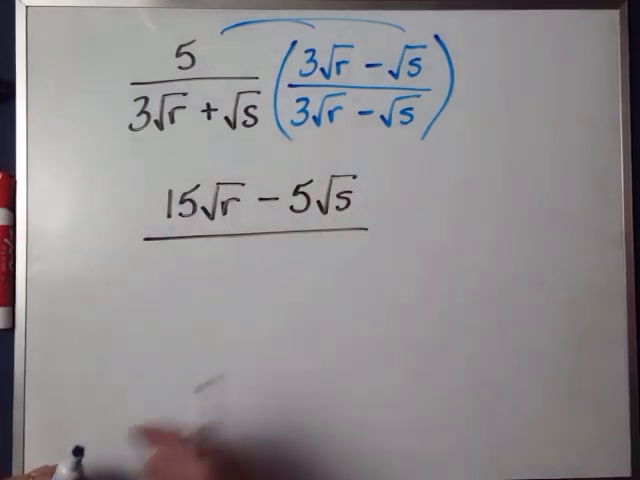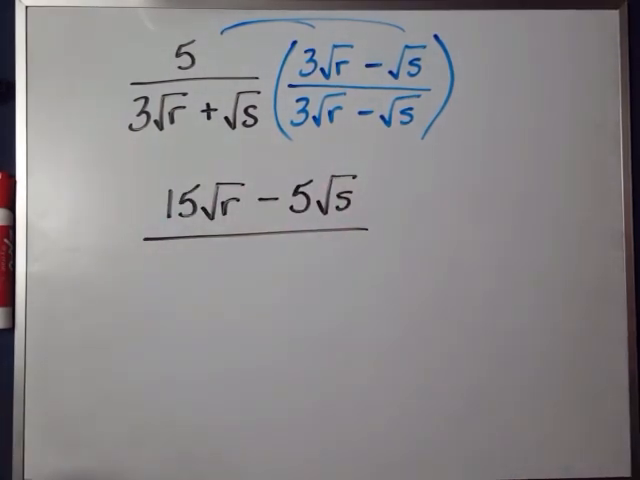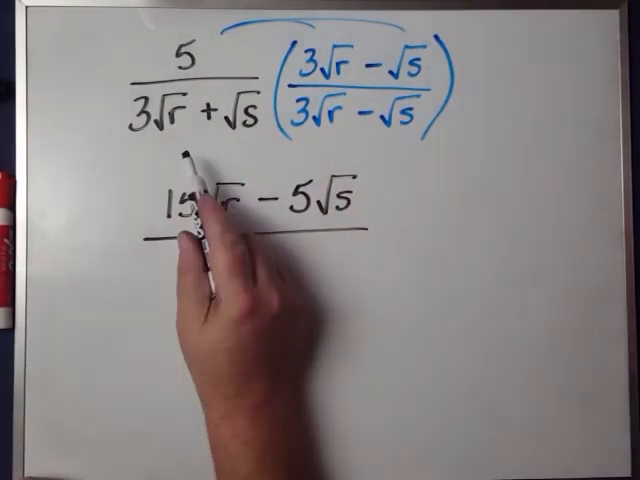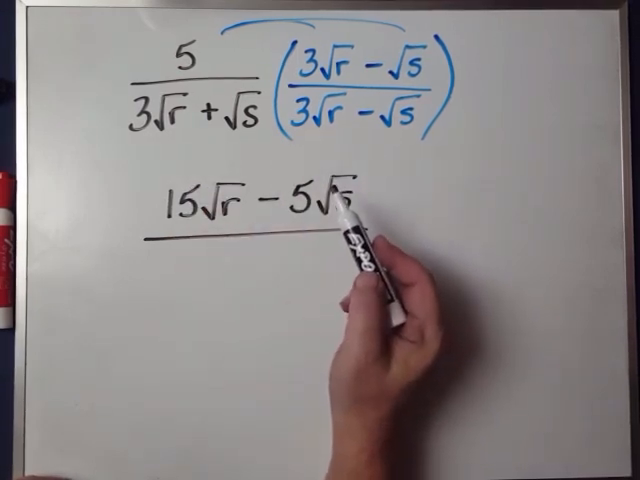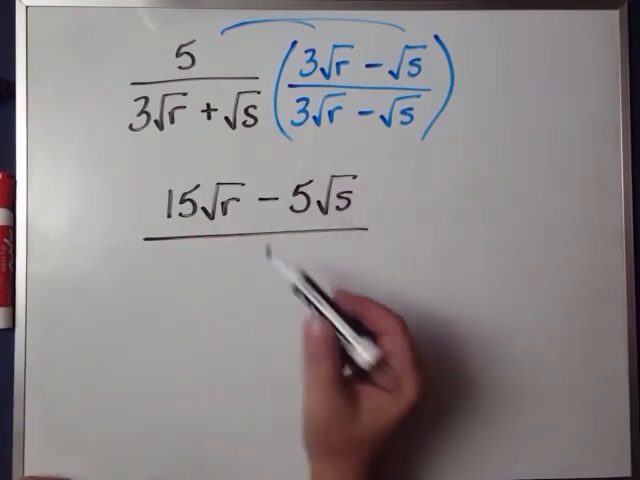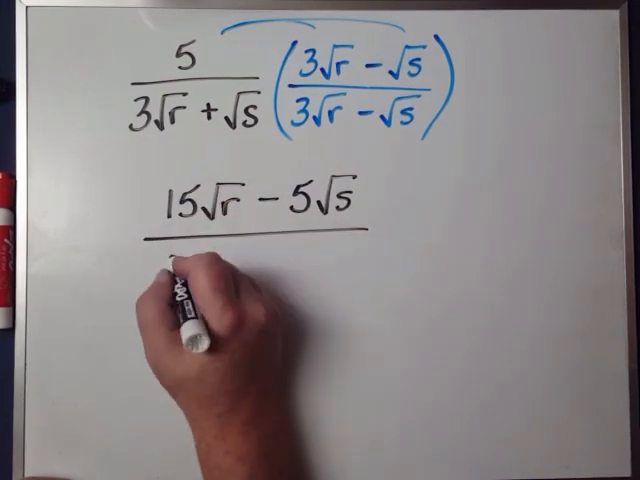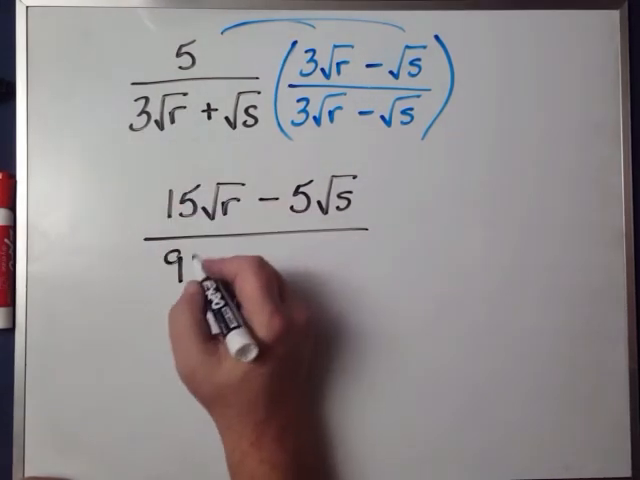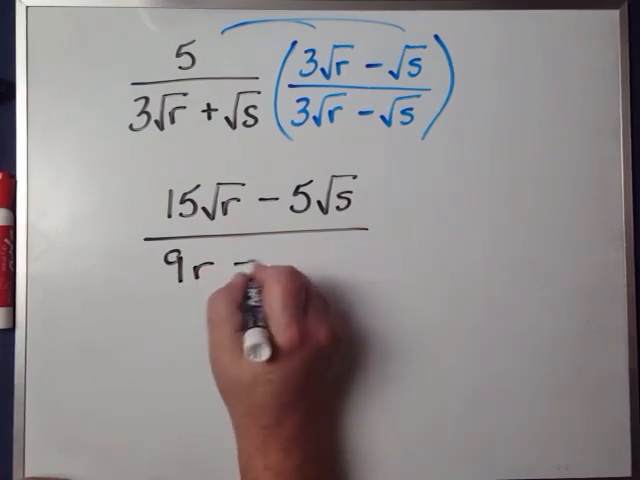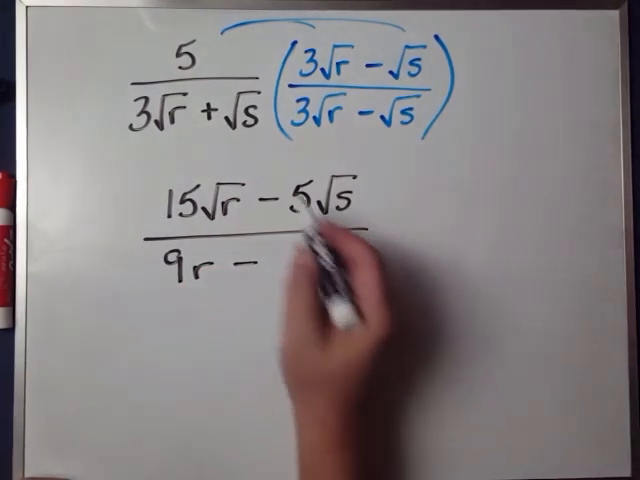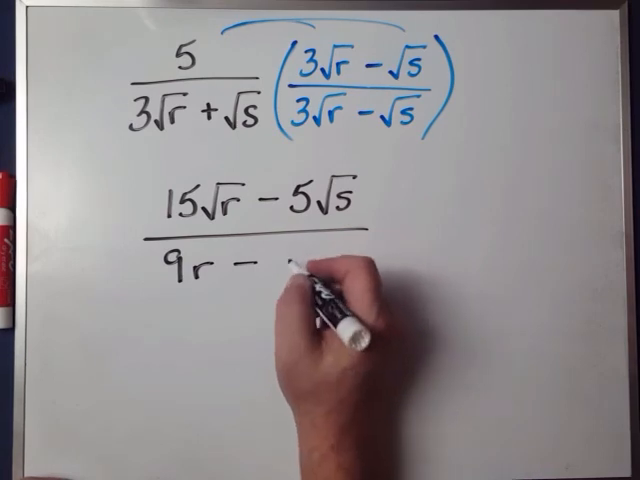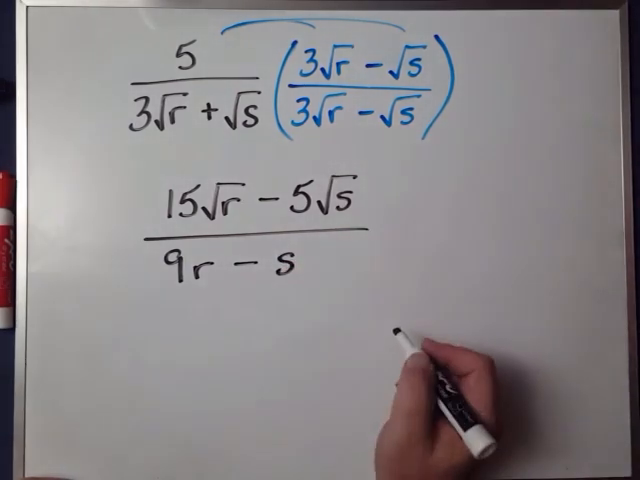In the bottom, yes, you can FOIL that, but it's easier to get used to using that special product rule. It's faster. It's going to be the first squared minus the last squared. The first squared, you square the 3, you get a 9. You square the square root of r, you get just r. Always minus, and the last squared. Square the square root of s, you get just s.